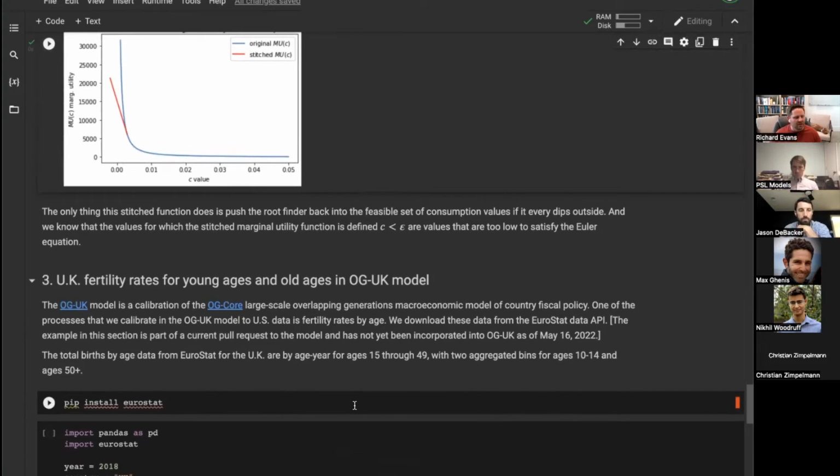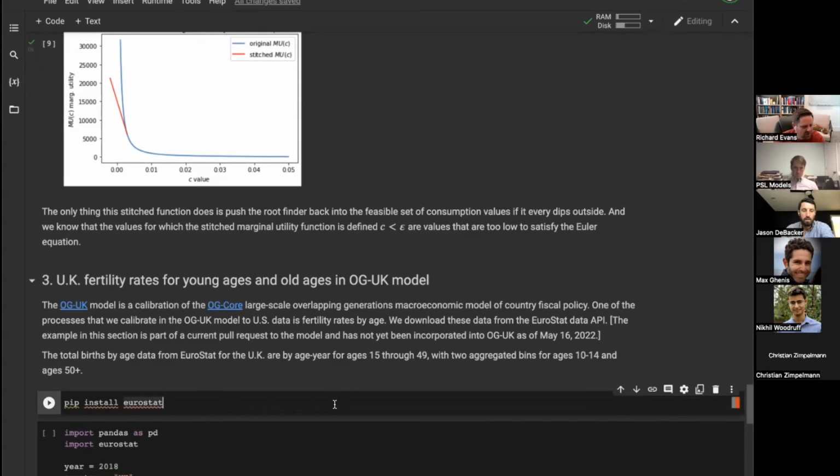So the code I'm going to show here is part of an upcoming pull request to the OG UK model, the macroeconomic model for the UK, and it involved calibrating the demographics of that model. In this model, it's really important to have fertility rates by age, so the rate at which people are born at each age, and the ages in the model and the demographics go from age 0 to age 100.